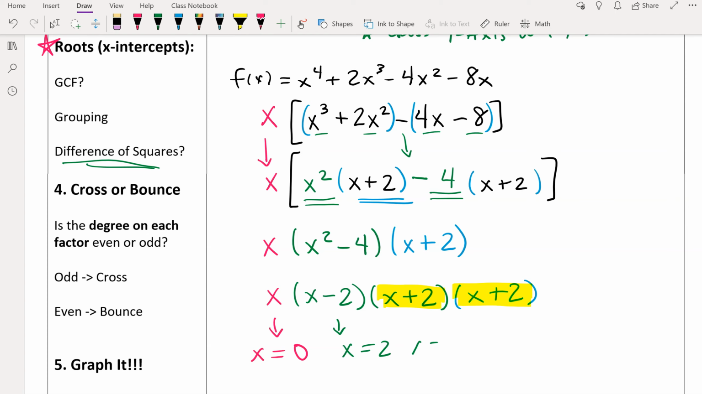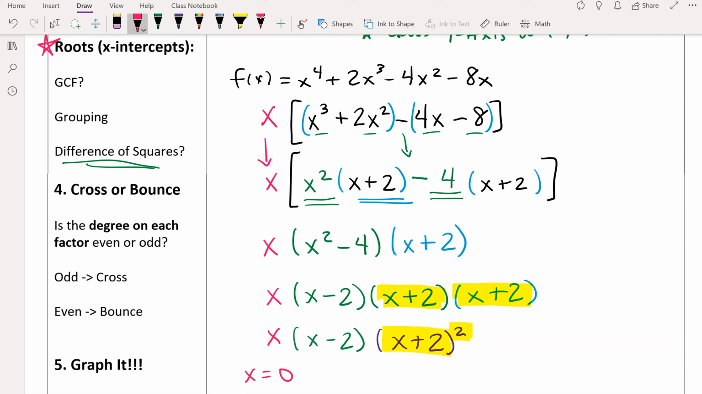So really quick, I'm going to go back and rewrite this because we're about to graph, and because x plus 2 is squared, that's going to change the cross or bounce situation at that factor. So hold on. We're going to write these two as x plus 2 squared. And those ones turn into this one factor with a square on it. Does that make sense? Because there's 2 of them, they're multiplying. Okay, so we still have our same zeros: x equals 0 for the pink, x equals 2 for the green, and then x equals -2.